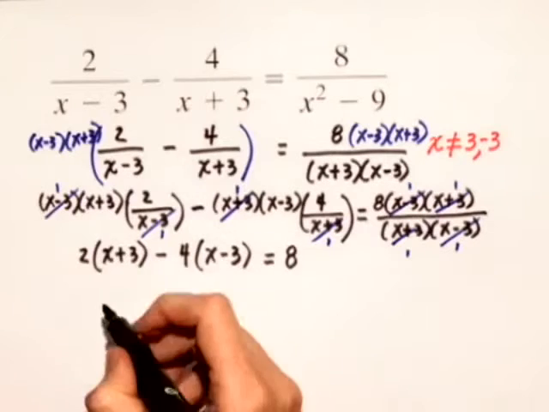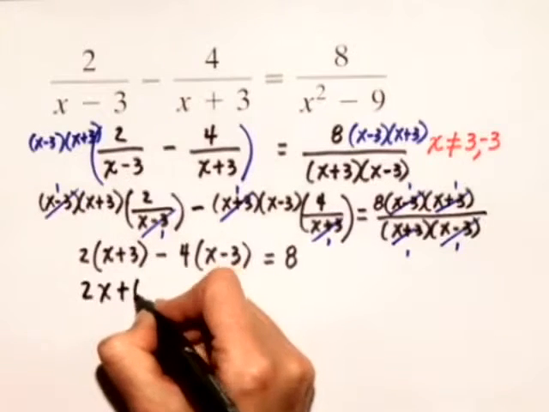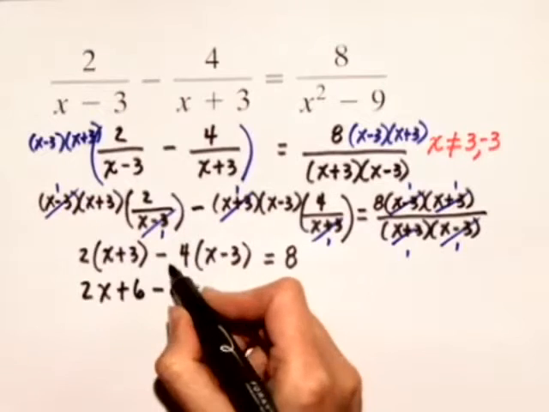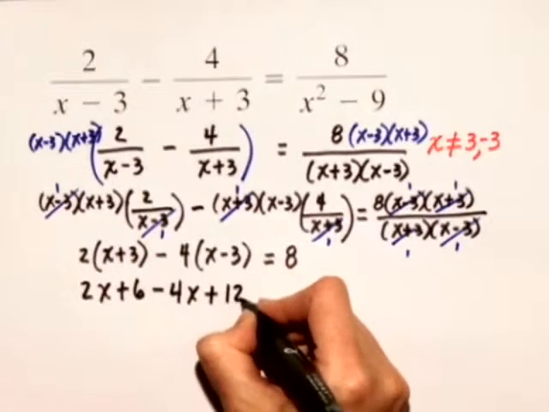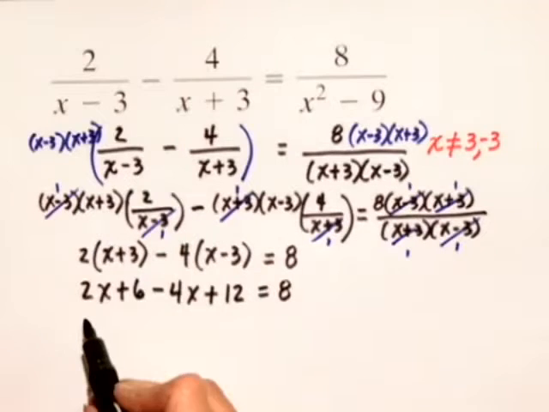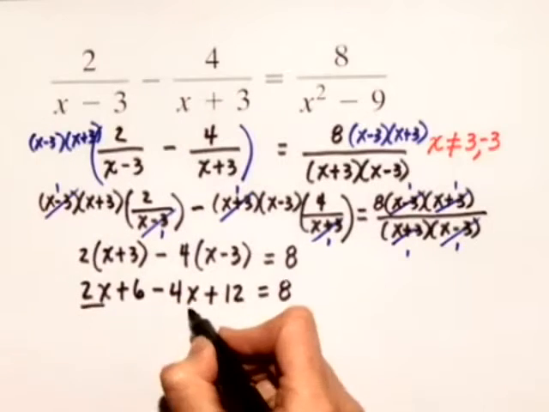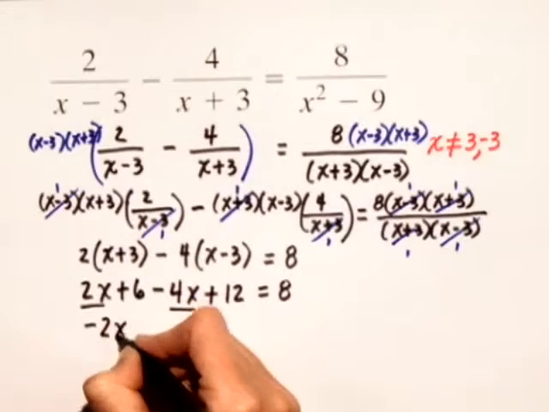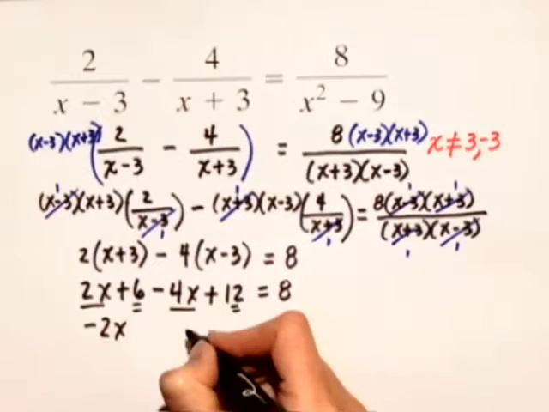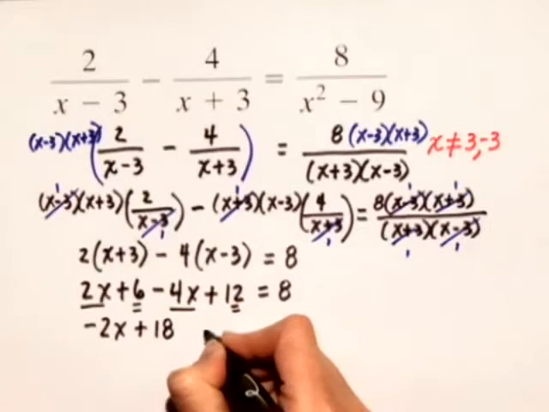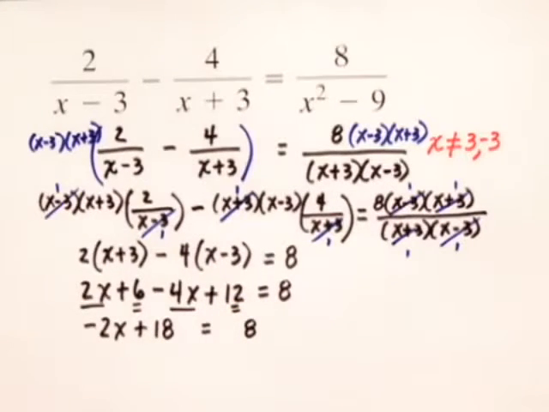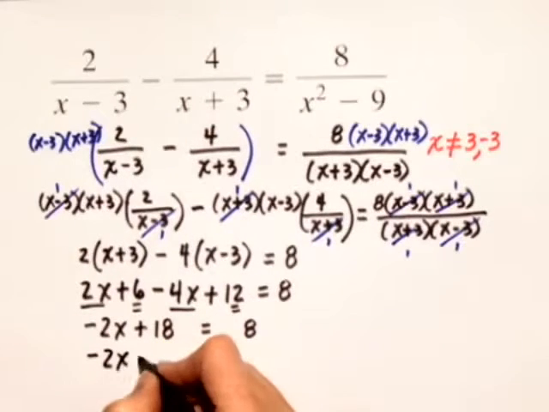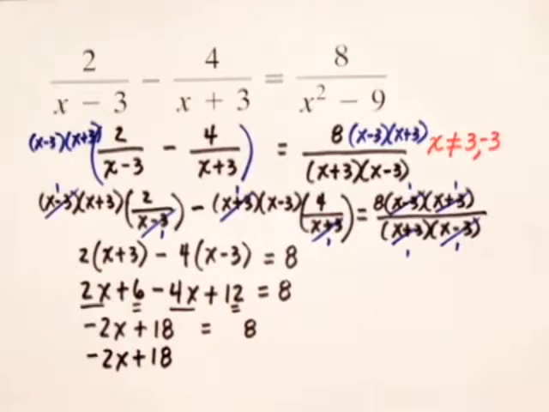So next we'll distribute. We have 2x plus 6 minus 4x, and then negative 4 times negative 3 is plus 12 equals 8. Let's combine like terms on the left-hand side. 2x minus 4x gives us negative 2x, and 6 plus 12 gives us plus 18. That's equal to 8 on the right-hand side. Next, we'll subtract 18 from both sides of this equation. Negative 2x plus 18 minus 18 is equal to 8 minus 18.